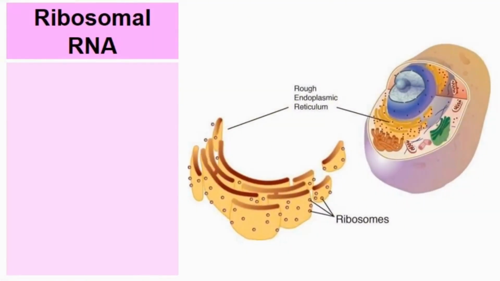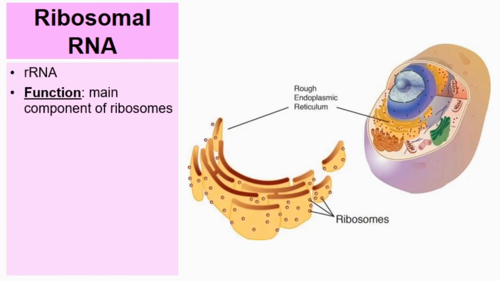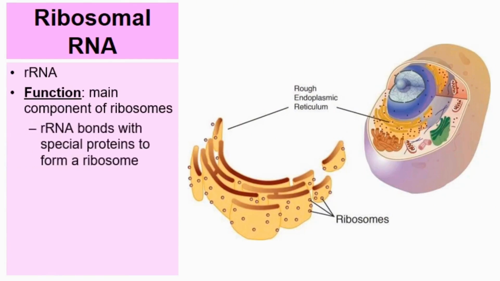And then the final kind of RNA is R, or ribosomal, rRNA. rRNA is the main component of a ribosome. A ribosome is a cell part that makes proteins, but ribosomes are made from something. rRNA will bond with some special proteins in the cell to form a ribosome. So a ribosome is actually made from twisted together rRNA and proteins. And then a ribosome, when it's constructed, will help to build a protein through the process called translation.